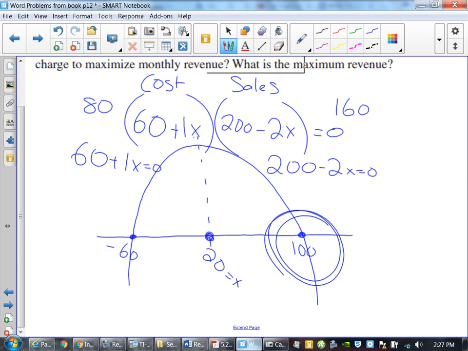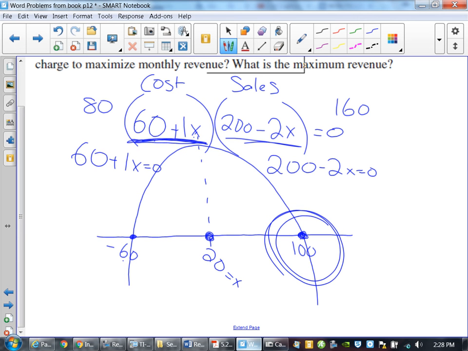160. So what this is telling me, if I increase this 100 times, my new sales price would be $160. At $160, would I sell anything? Nope. No. If I decreased my price 60 times, what would my price be? 0. Would I make any money? No. I don't make any money at my zeros.